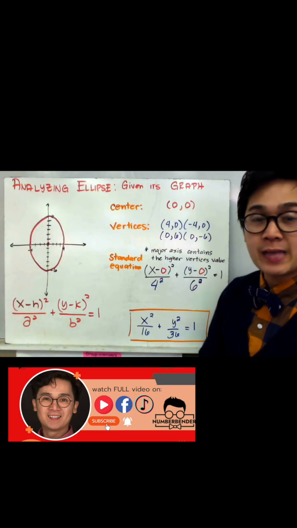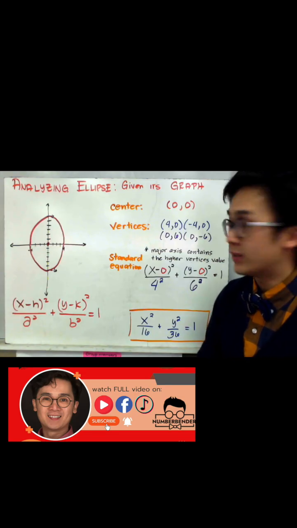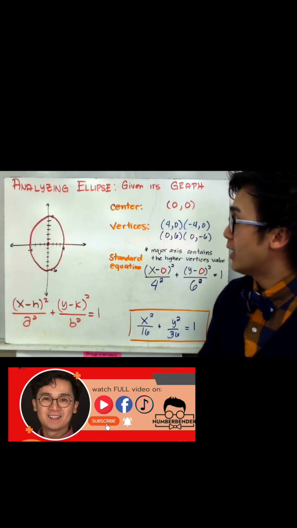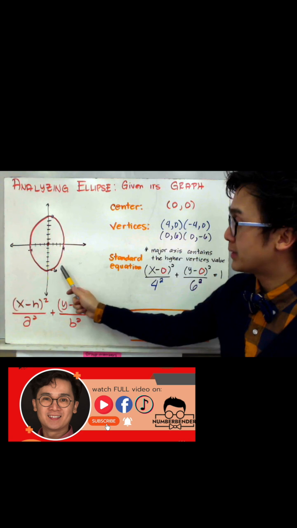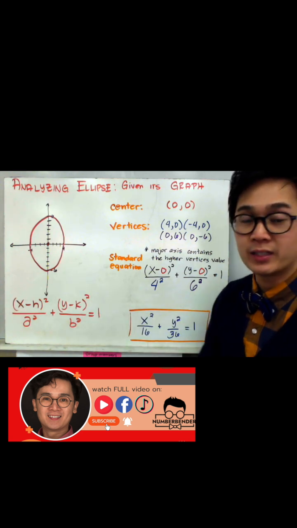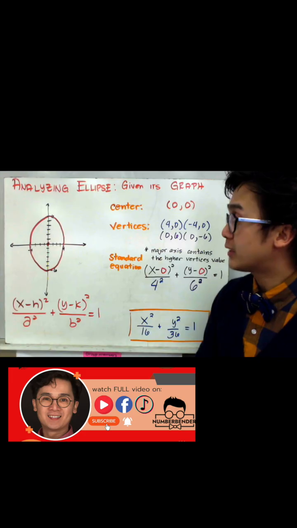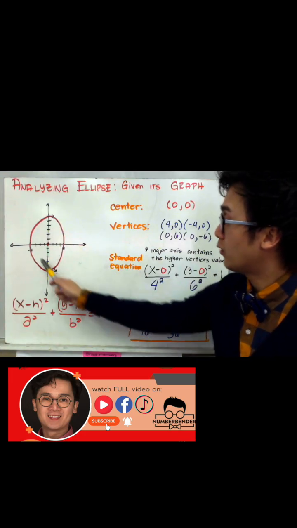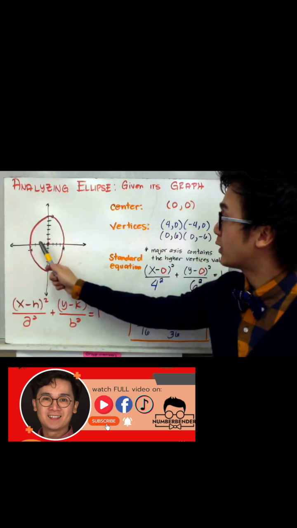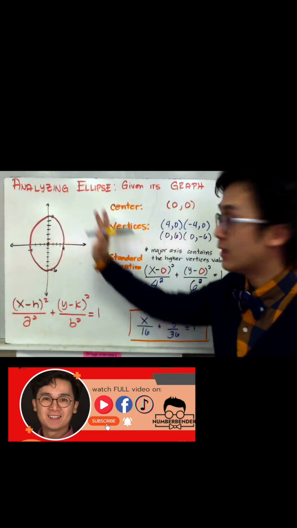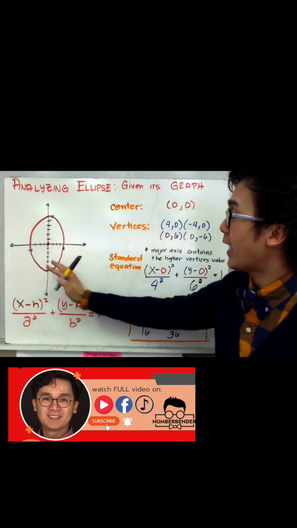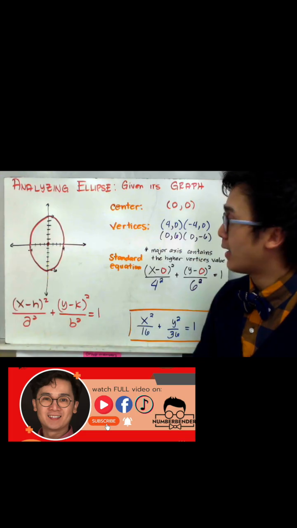Now in this first example, we're going to analyze an ellipse given its graph. Now this is the graph of an ellipse, and if you'll notice, our center is at the point of origin or (0, 0). Now the vertices are also labeled. We have here 4 vertices, and we're going to be analyzing this graph of an ellipse and write its standard form afterwards.